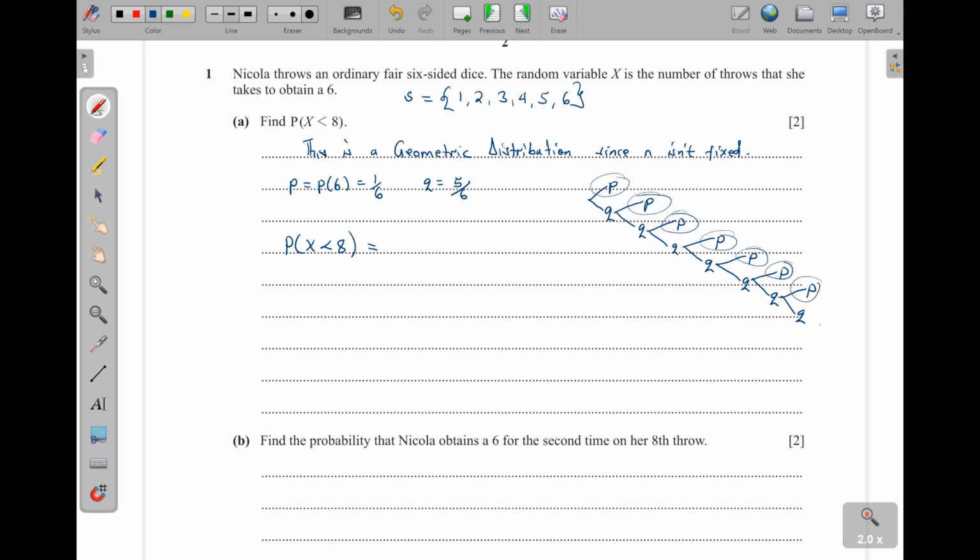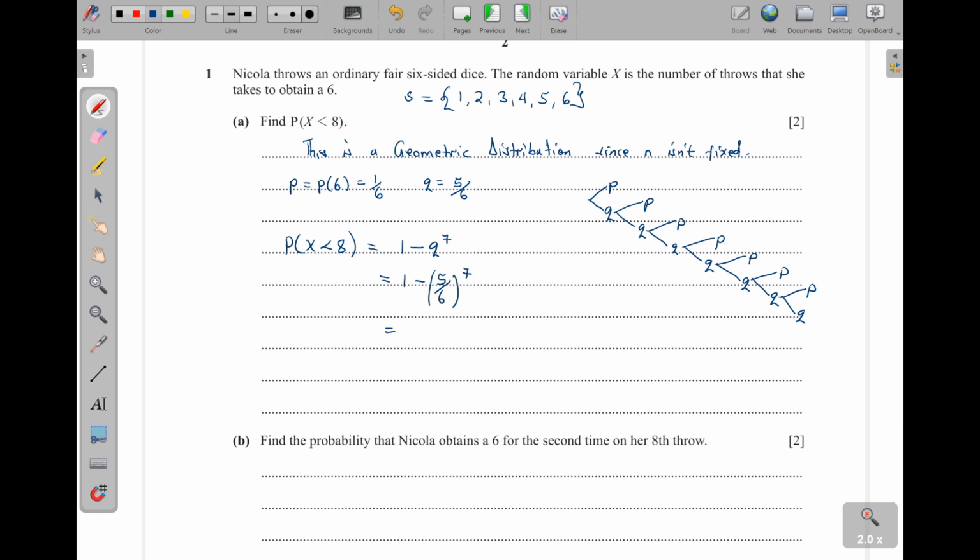But you realize that it is only this one that I've left out. So instead of finding p, plus qp, plus q squared p, up to the other one, I just need to say 1 minus this q to the power 7. Our q is 5 over 6, so 1 minus 5 over 6, to the power 7.